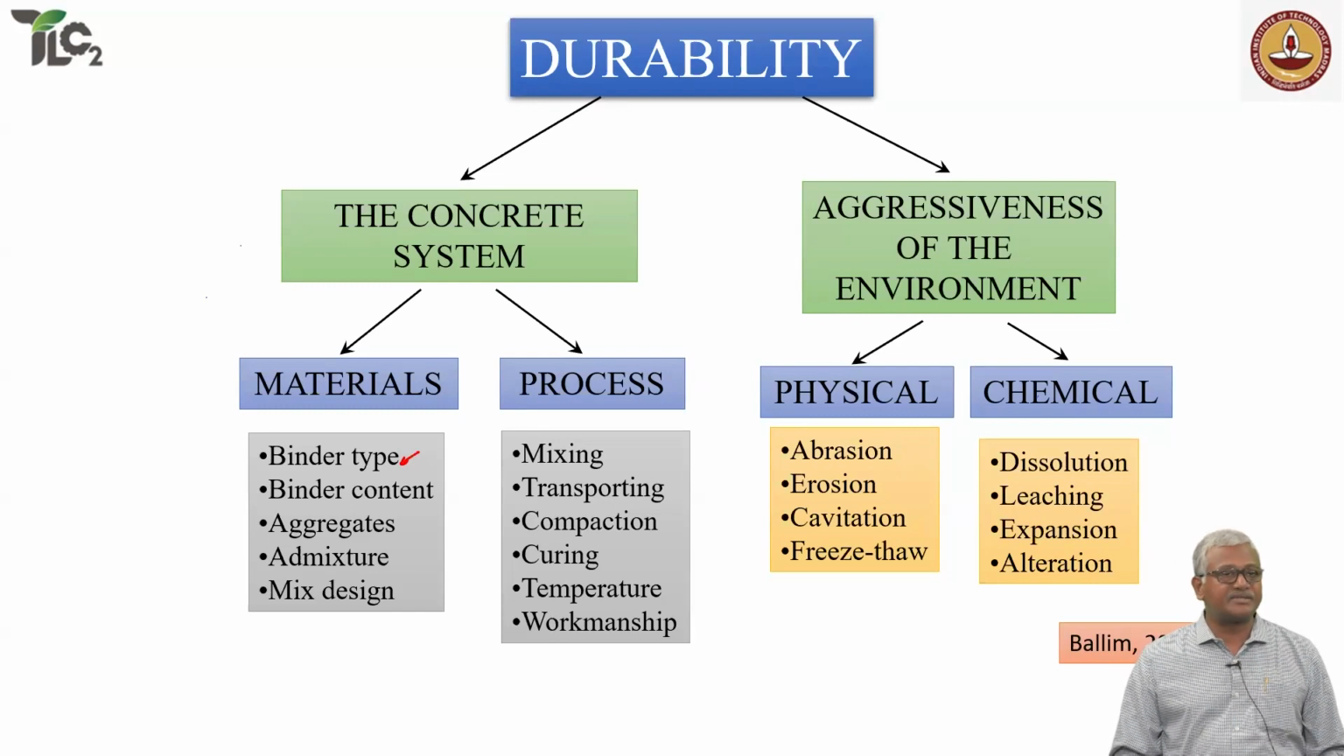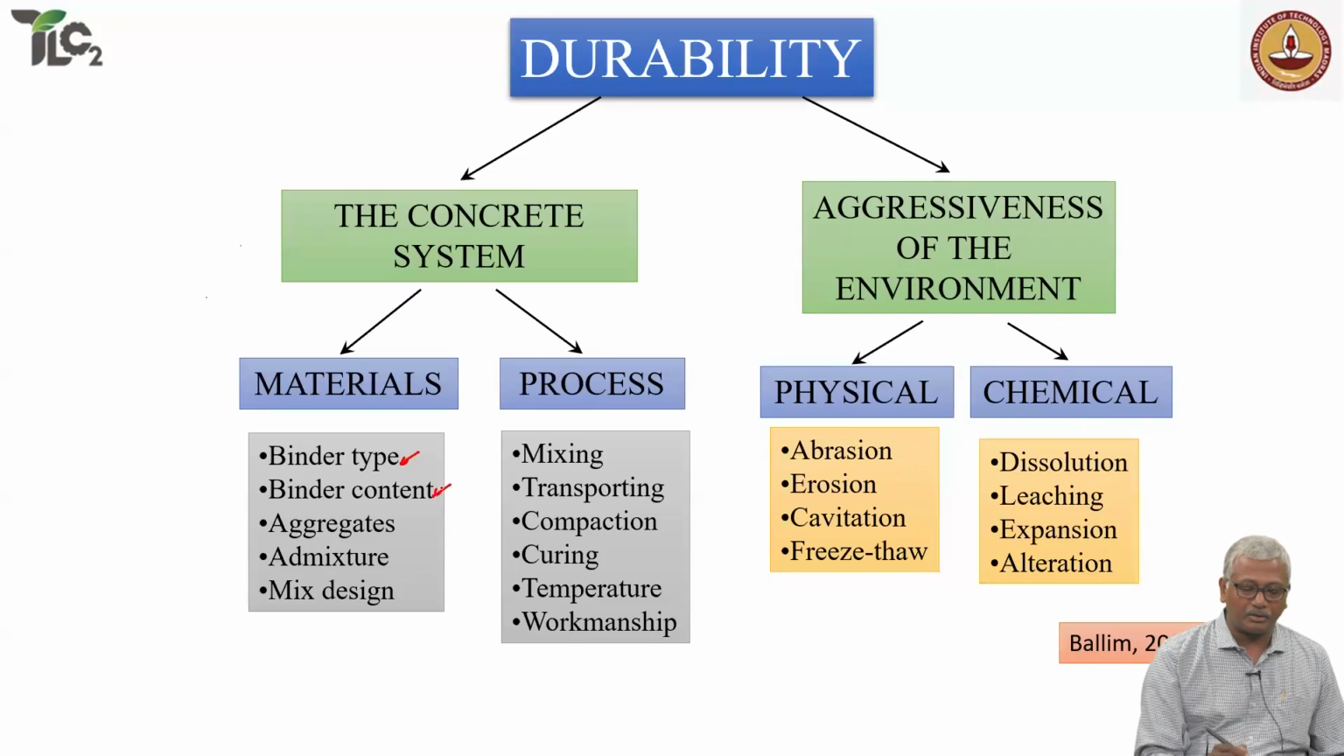In IS 456, you would have seen that for different categories of exposure, mild, moderate, severe, very severe, and extreme, the code says that your concrete should have minimum so much grade of concrete, minimum so much cement content, and maximum so much water cement ratio. That's a prescription given for durability in that particular environment, right? So that's your prescription for the material and the material content, binder content.